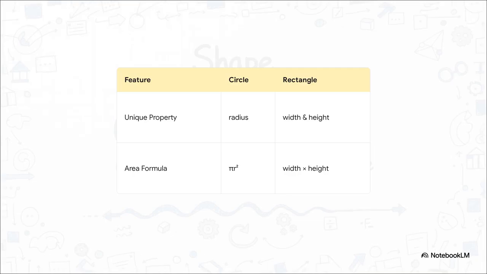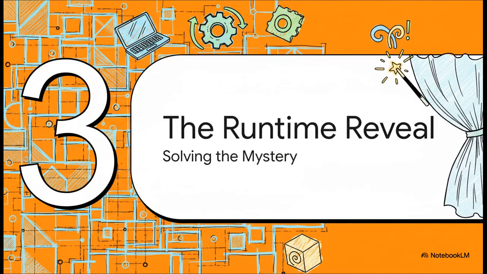But here's the cool part. Each one follows the rules in its own unique way. A circle, well, it needs a radius to calculate its area using pi times r squared. A rectangle, it needs a width and a height. See? They both fulfill the calculate area contract, but the how, the actual math, is completely different because it's tailored to what they are. And now, we have all the pieces. We've got our abstract blueprint and our concrete shapes that follow its rules. It's time to go back to our original mystery and finally see what's really going on.